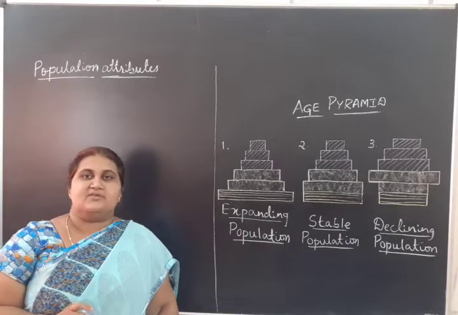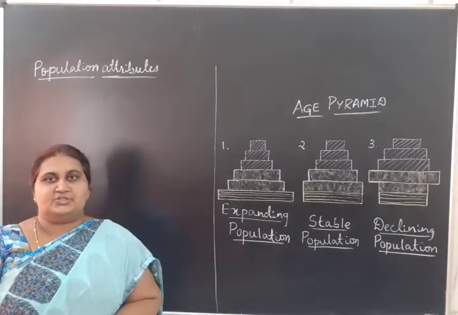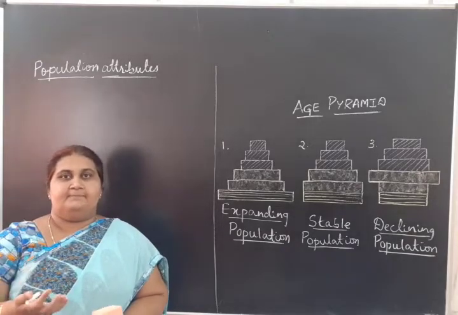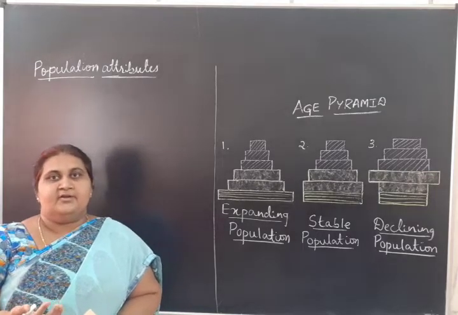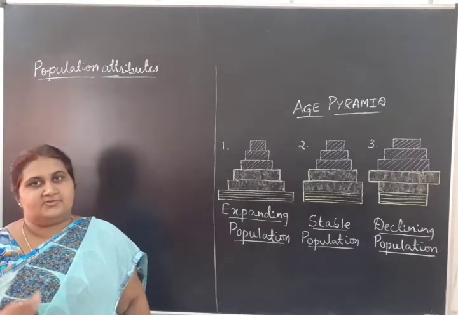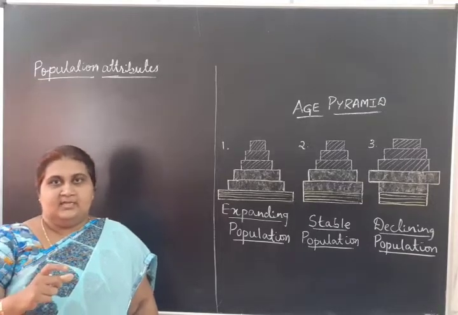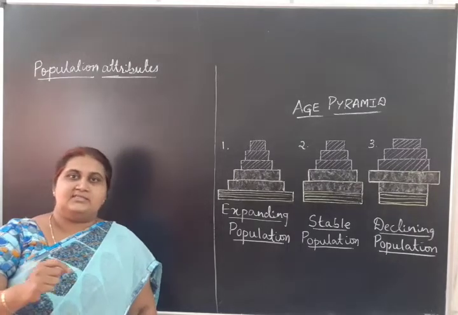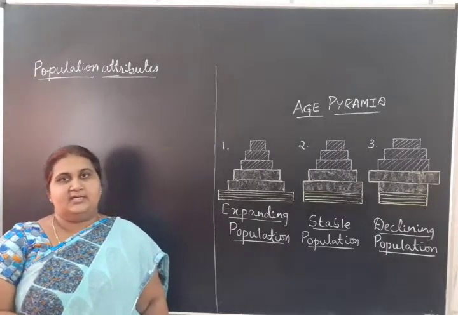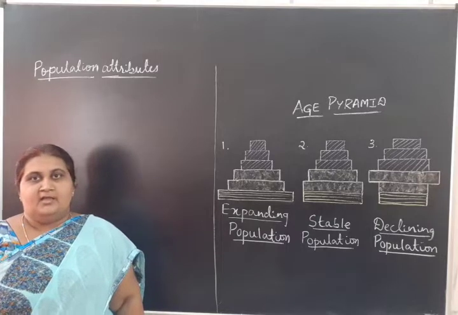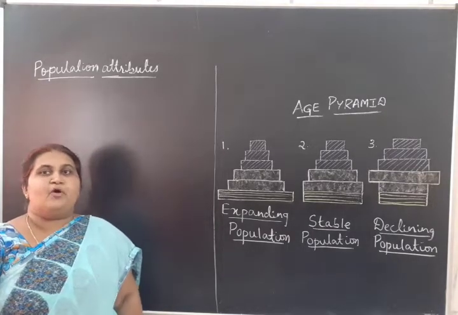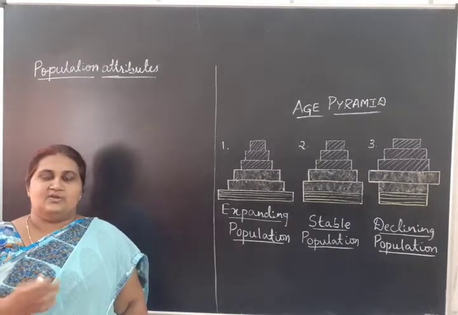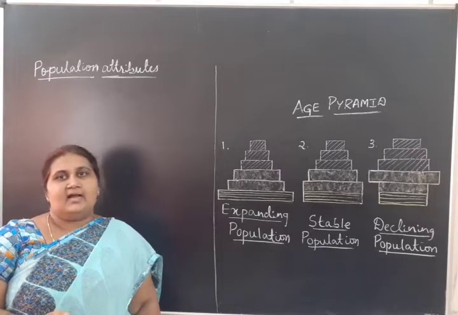The teakwood trees which are found within a forest form a population of teakwood plants. Or in a nutrient medium, the bacteria which are found growing form a culture. Yes, we can find a bacterial population. Similarly, Rana tigrina frogs found within a pond. So these are a few examples of population. You have studied the ecological hierarchy. It is one of the levels in the ecological hierarchy.